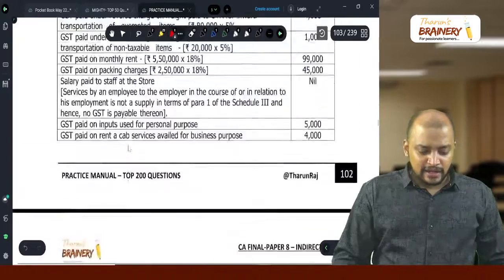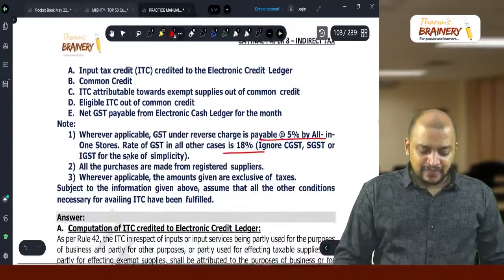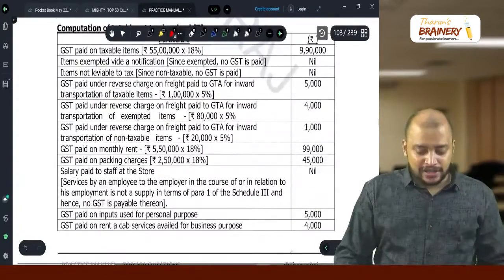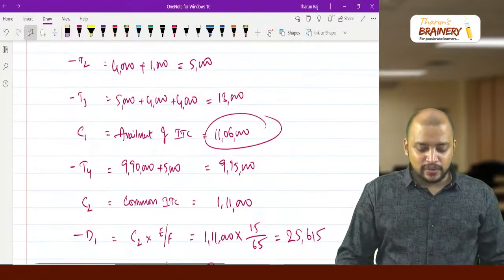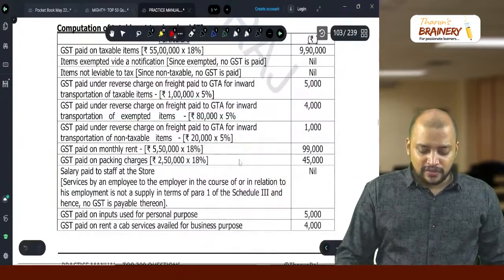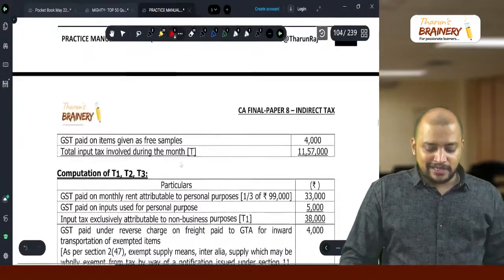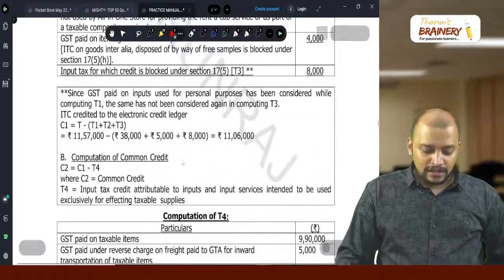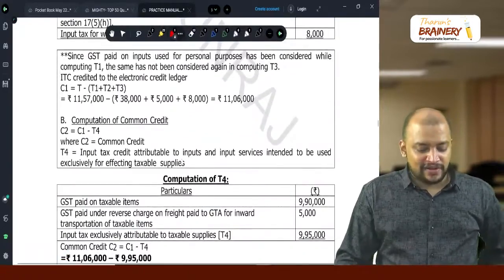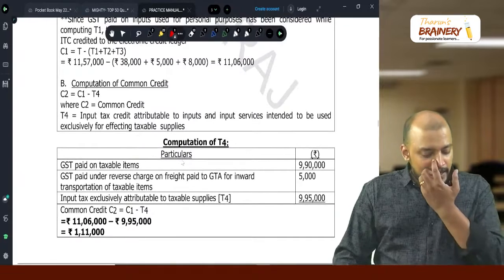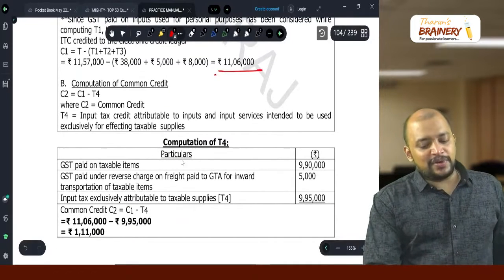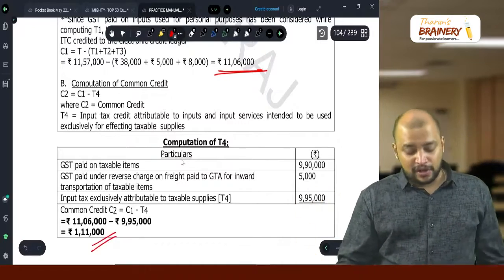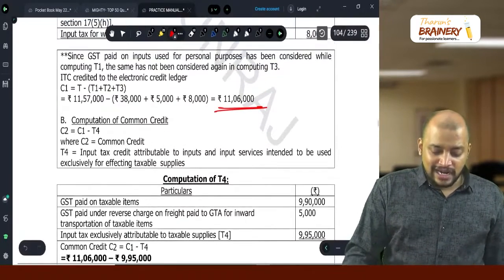And what is the next question? Common credit. What is the common credit? 1,11,000. Correct? So we need to enter the common credit as 1,11,000. Are you understanding here? 11,06,000 will be the credit availed, and 1,11,000 will be the common credit. We got that. And what is the next question?